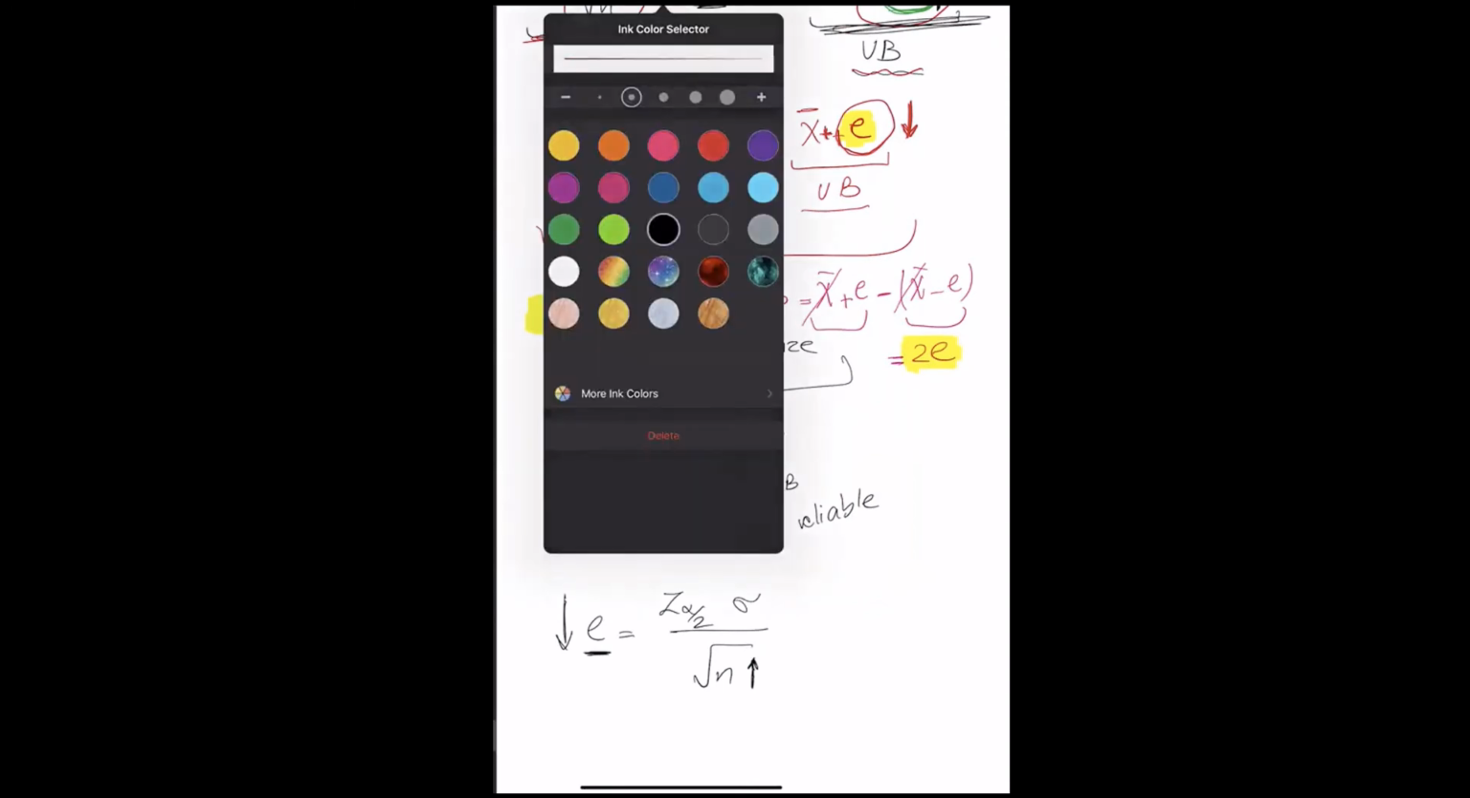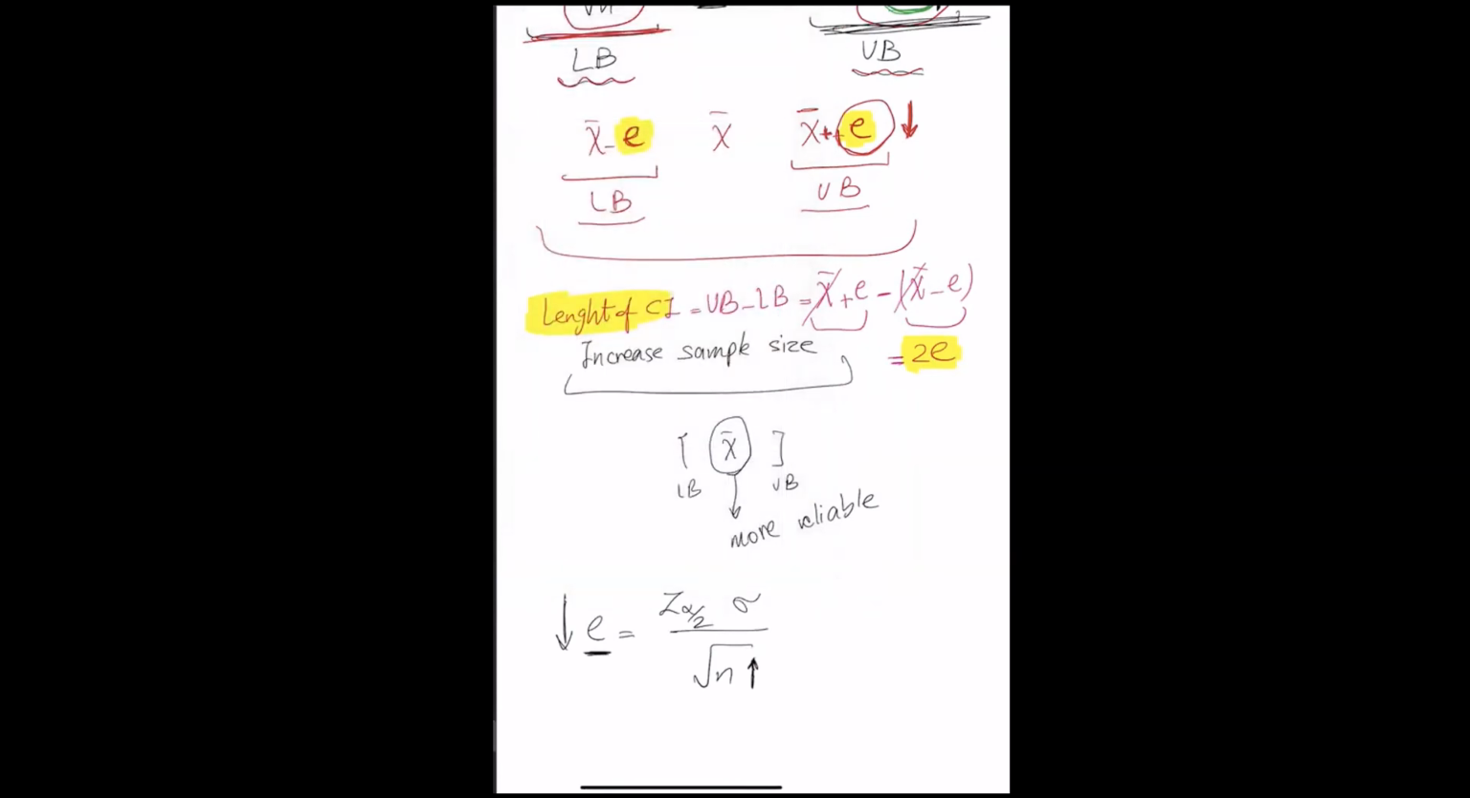So then the size of half of the confidence interval is E. Okay, that's just a simple conclusion. So if the size of the whole confidence interval from lower bound to upper bound is 2E, the size of half of the confidence interval is E.